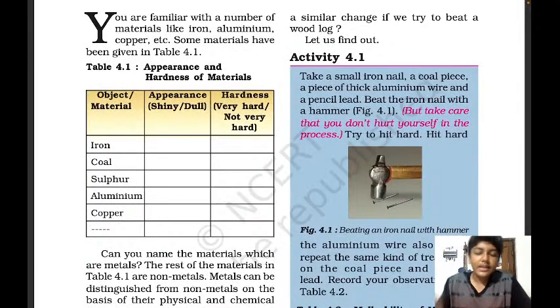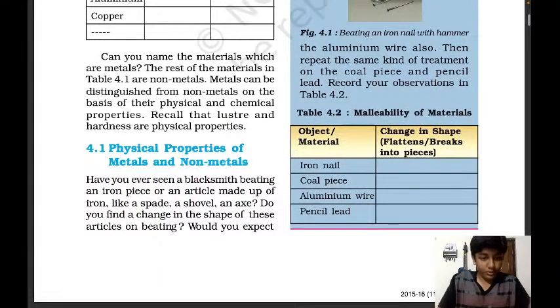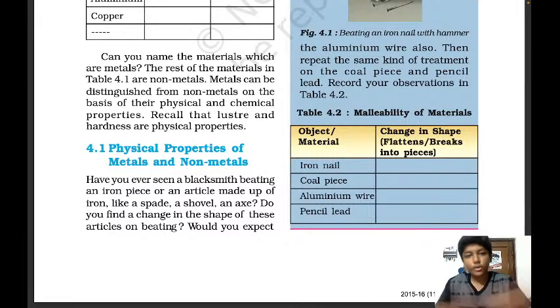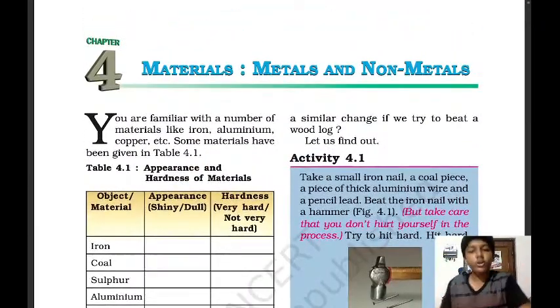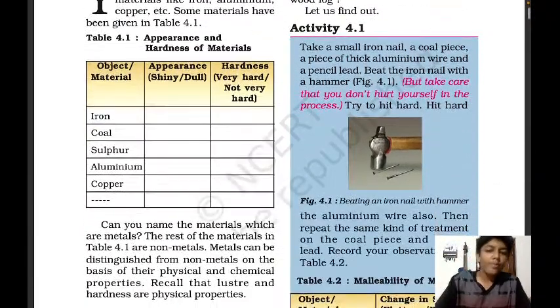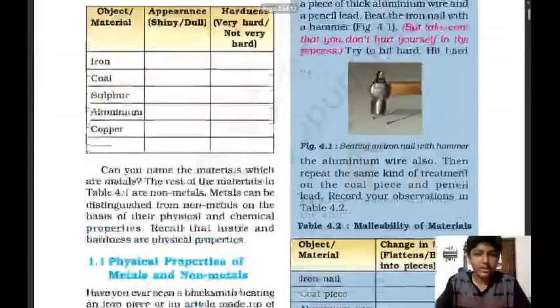Let us find out. This is basically saying that when you beat an article made of iron, it can be drawn into sheets, but if you beat wood, it will just break. It won't draw into sheets. So this is a property of metal. We are just going to see it right here.